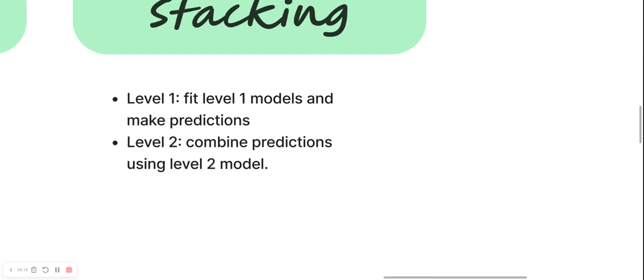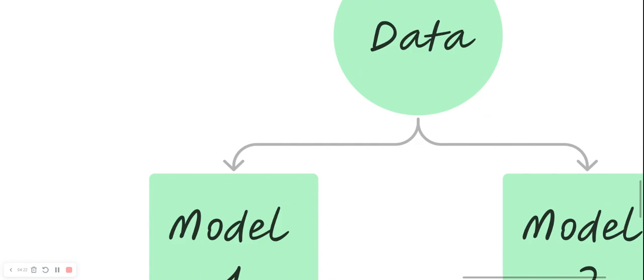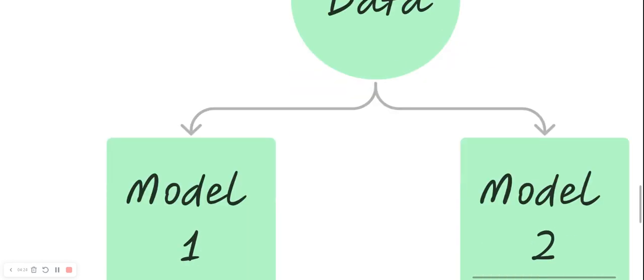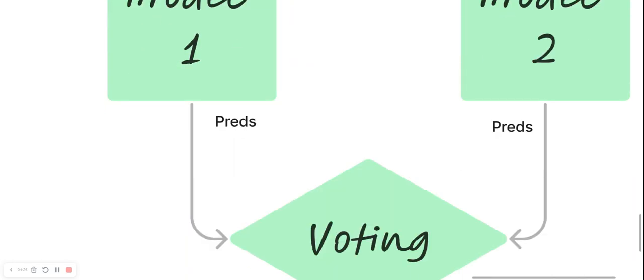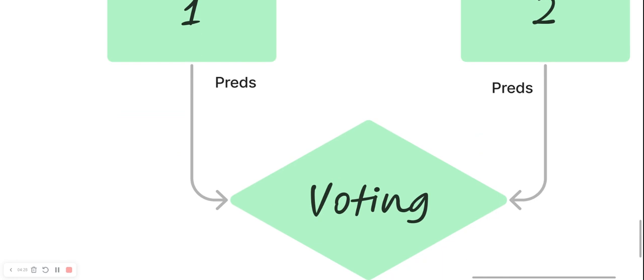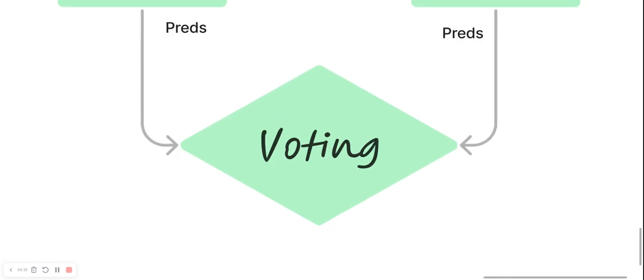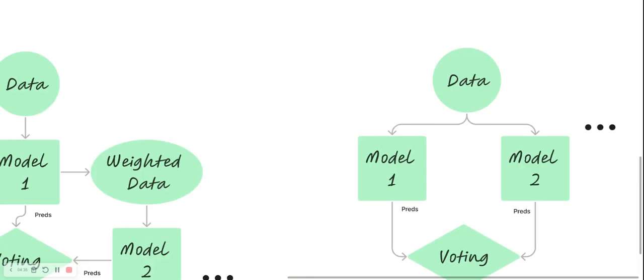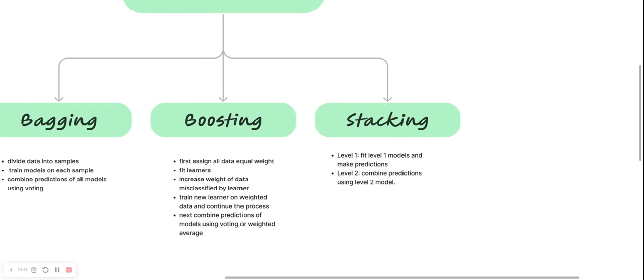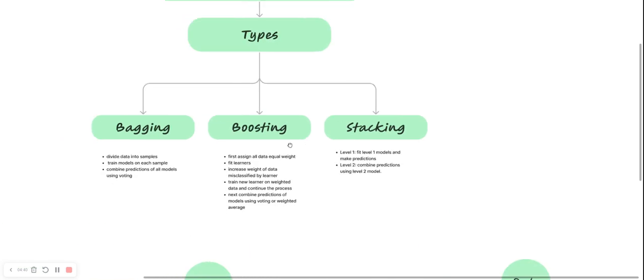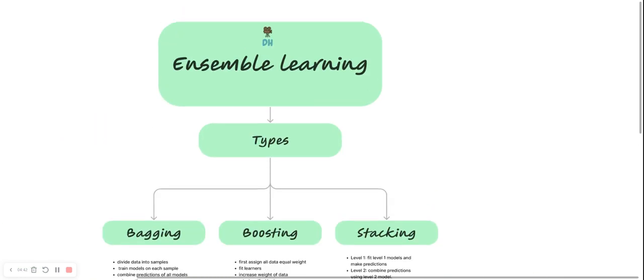This is mostly a linear model, like a linear regressor or linear classifier, and then you combine the predictions of both the models. So we have the data here. We train both the models on the same data. They give the predictions, and then we can use a linear model to do the final ensembling. Now these are all the ways to do ensembling, and I've covered them, and hope you enjoyed the video.